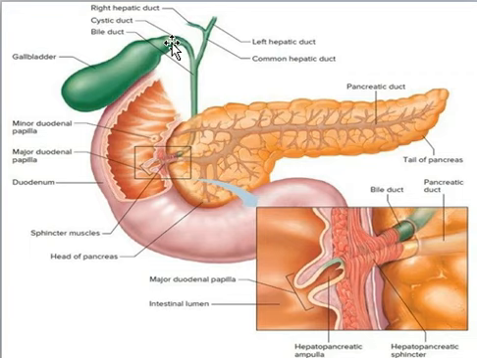This is the duct, and then with the common hepatic duct, it secretes its product into the duodenum, the first part of the intestine.